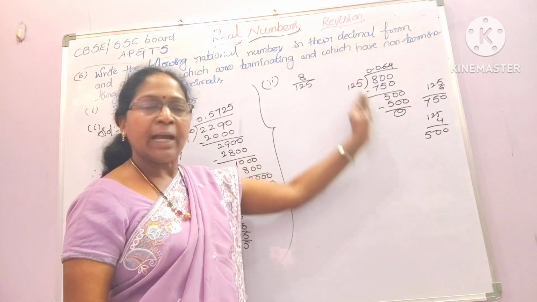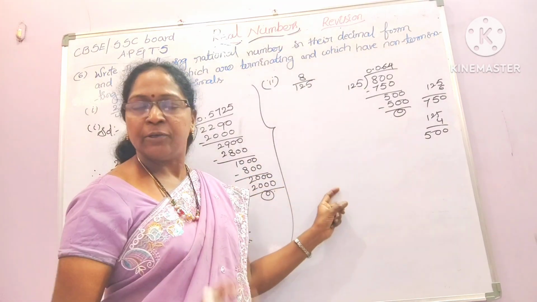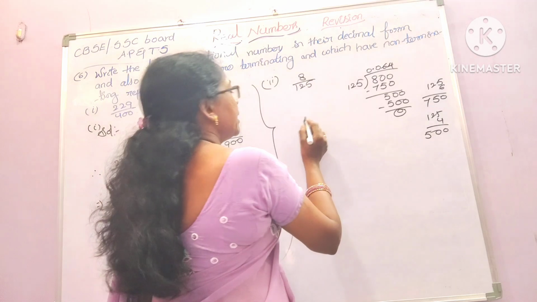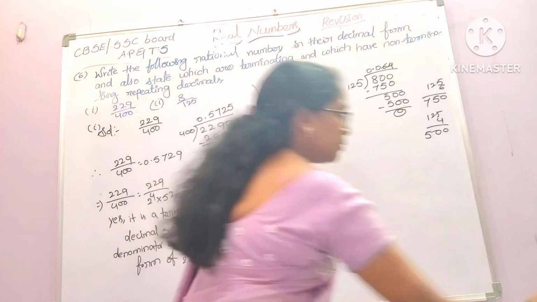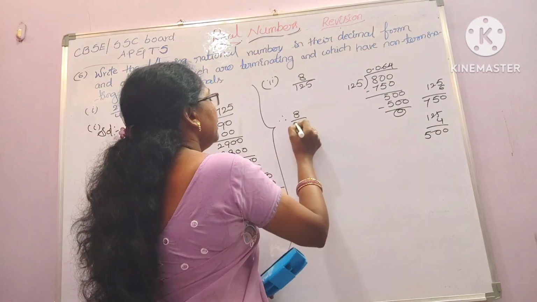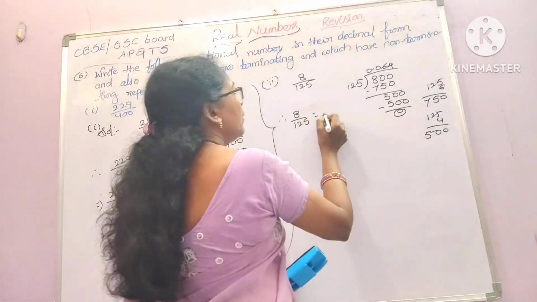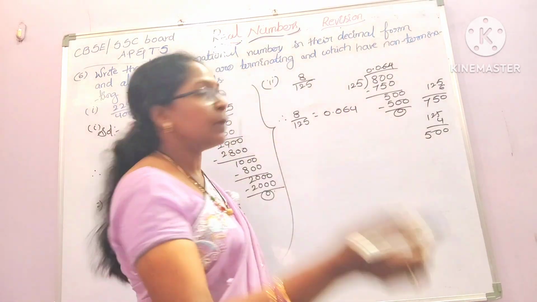But with direct division, you should not say whether it is terminating or non-terminating. You should not decide like that. You have to check it again here. For 125, you have to find the factors. First, before writing that, just write down: therefore, 8 by 125 equals 0.064. First you write that. That is the decimal conversion.